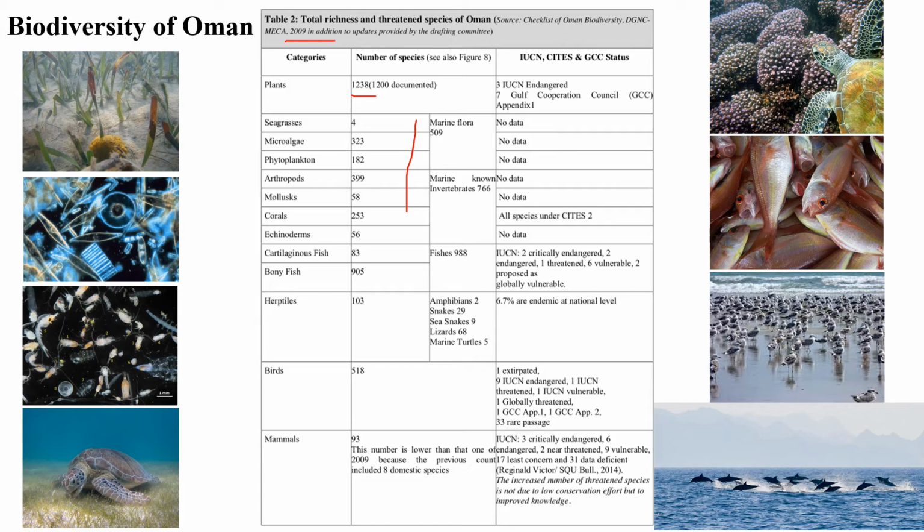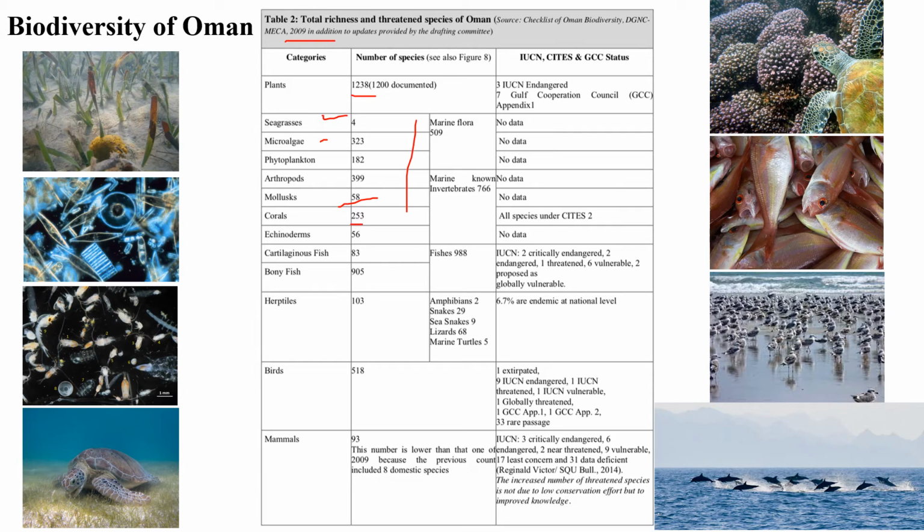There are 4 species of seagrass. There are the microalgae, almost 300 species. Phytoplankton, almost 182 species you can find on the Oman coast. Marine arthropods, almost 400 species. Mollusks, 60 species. Corals, very important, 253 species of coral you can find all over the Oman coast.